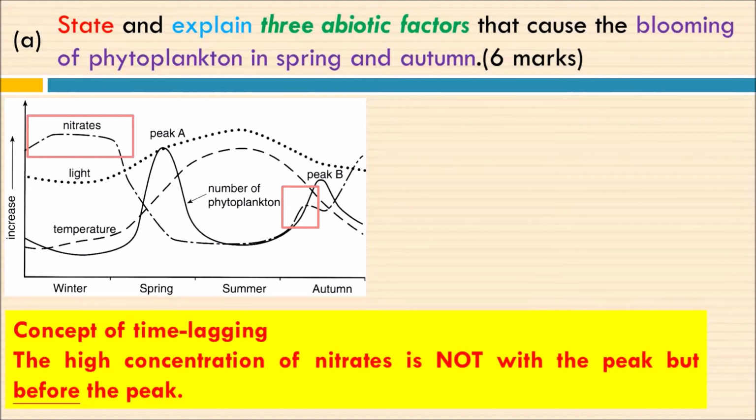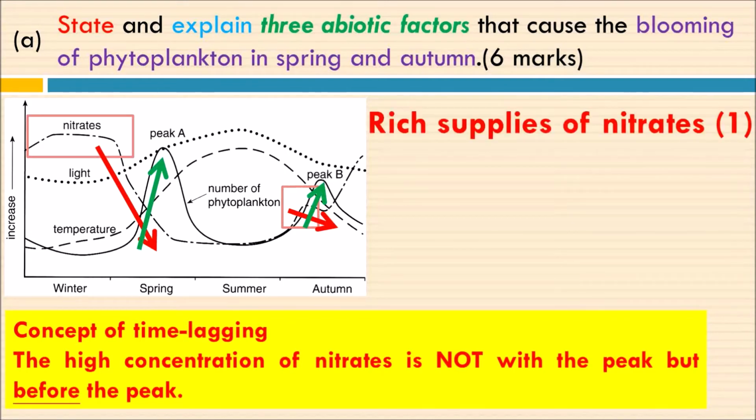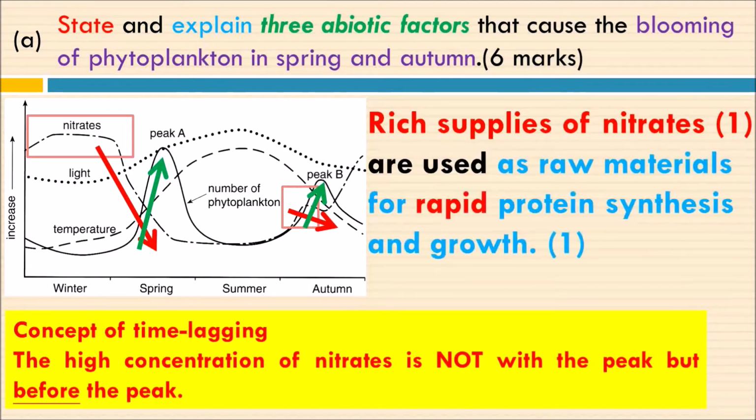So you can see the red arrows and the green arrows later on. It takes time for the phytoplankton to absorb the nitrate in the pond water for growth and reproduction. So you can observe that the red arrows are down and the green arrows are up. Based on the time lagging concept, the high concentration of nitrate is not with the peak, but before the peak. Therefore, the third factor is the richest supply of the nitrates. The phytoplankton absorb the nitrates for making protein and growth. So that's why they will experience a rapid growth.